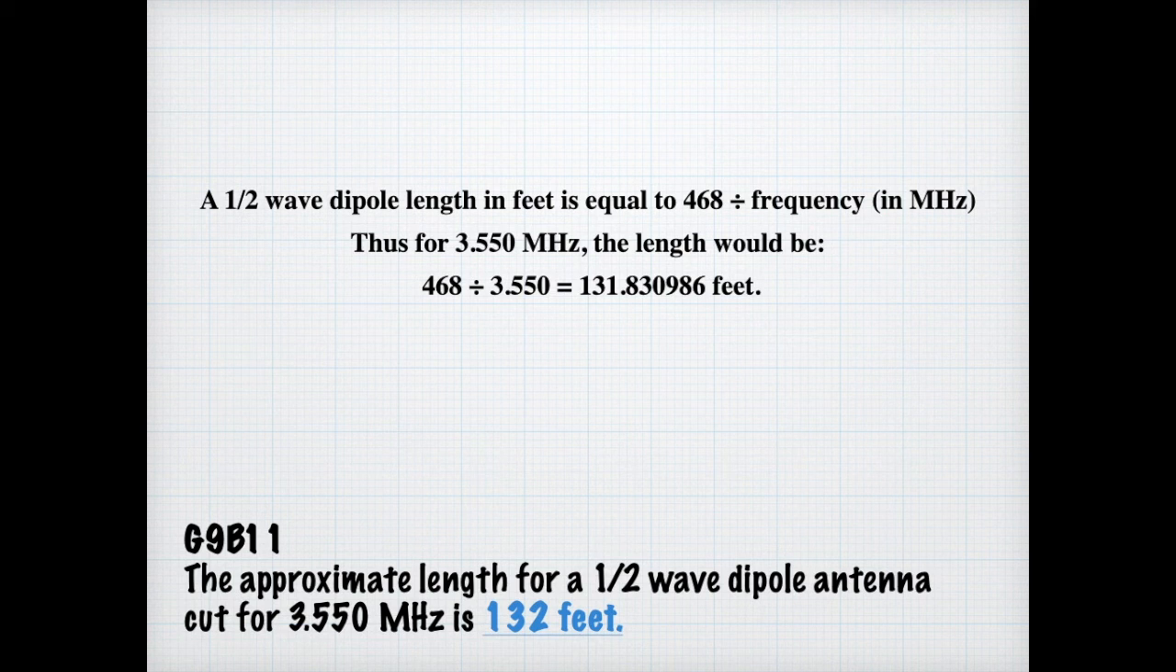So for the exam, you need to know that the approximate length for a half-wave dipole antenna cut for 14.250 megahertz is 33 feet. This time they want us to calculate for 3.550 megahertz. It's the same formula, you know the drill. You plug in the variables and when we do the math, we come up with 131.830986 feet, which we round up to 132 feet.